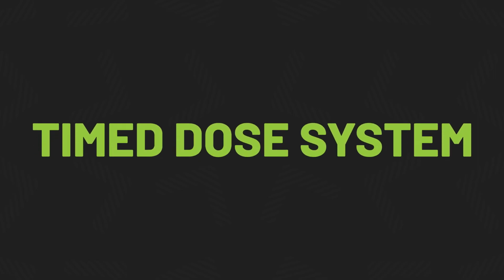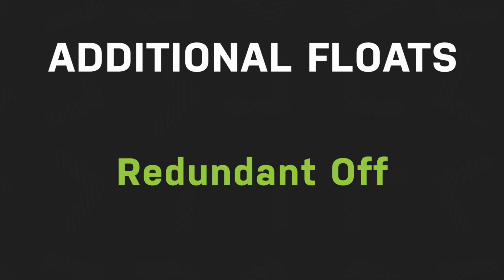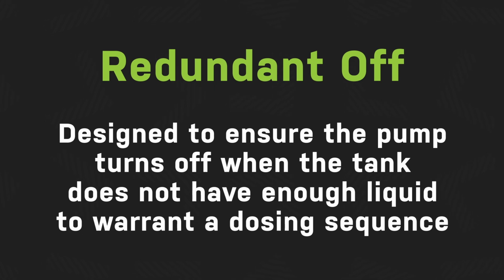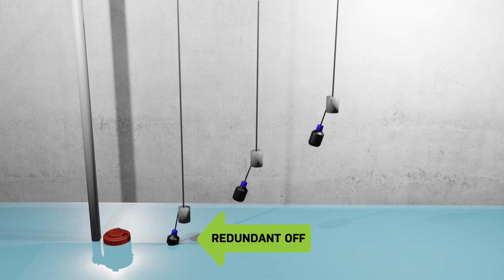With a time dose system, there are 2 additional floats that can be added: redundant off and timer override. The optional redundant off float is designed to ensure the pump turns off when the tank does not have enough liquid to warrant a dosing sequence. This float is mounted below the timer enable/low level cutout float. It is the lowest float in the tank.